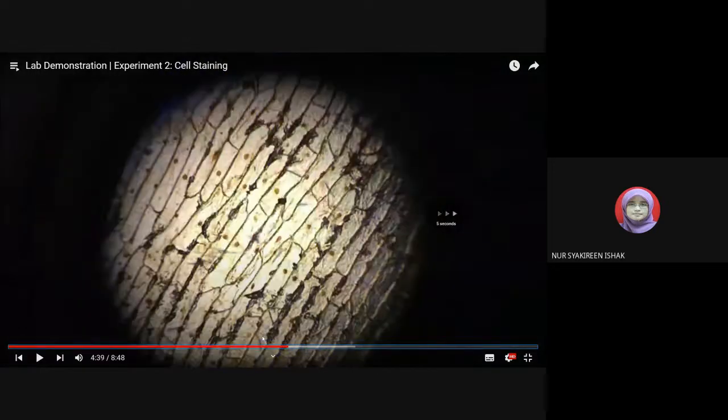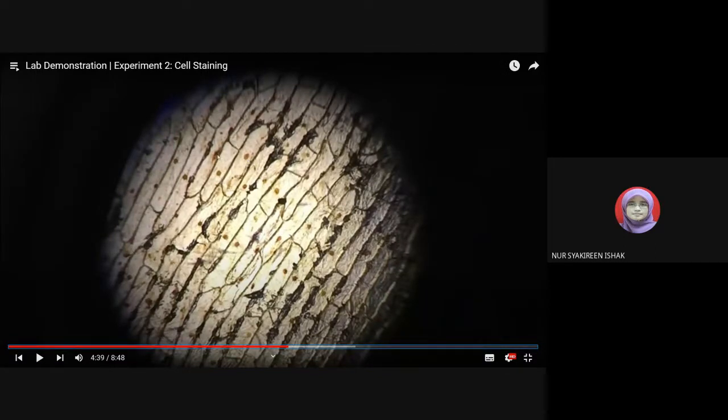Okay. So this one is not the clearer. So you can use this image to draw your observation under 40 times magnification, using the 4 times lens. As you can see here, in this image.